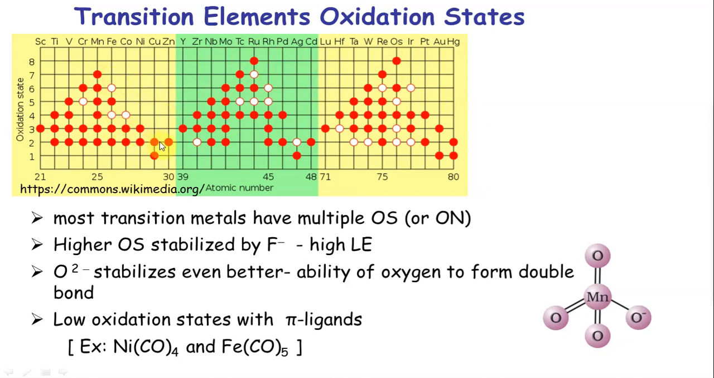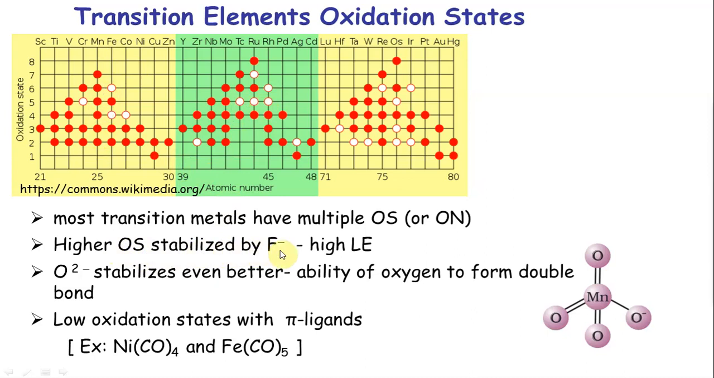What you want to know is that the oxidation number follows a trend. The highest oxidation number keeps increasing till the middle of the series and then falls down. Most transition metals have multiple oxidation numbers. For example, manganese has +2, 3, 4, 5, 6, 7. The empty ones mean these are unstable. One thing you want to know: higher oxidation numbers are stabilized by fluorides compared to bromides and iodides.